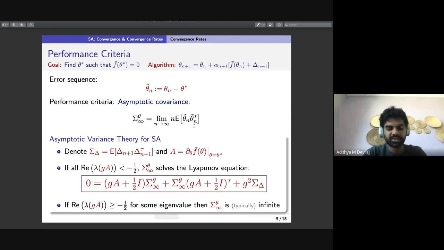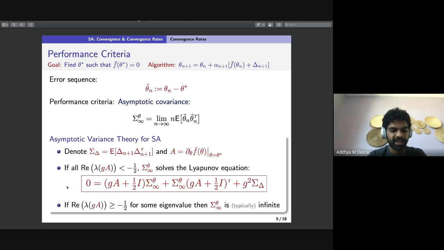So what the asymptotic variance theory for stochastic approximation says is the following. Let's denote sigma delta to be the error covariance matrix. Recall this delta n is the noise sequence that appears in your stochastic approximation algorithm. And let's denote A to be the linearization matrix at theta star. What the asymptotic variance theory says is if all the eigenvalues of this matrix GA have real parts strictly smaller than minus half, then this quantity over here can be obtained as a solution to this Lyapunov equation over here. Recall G is the scalar that scales your step size.